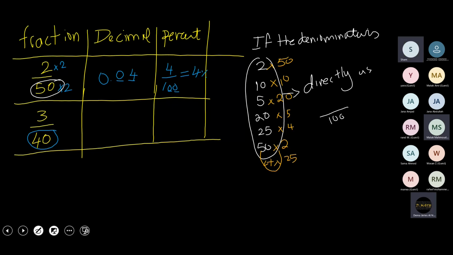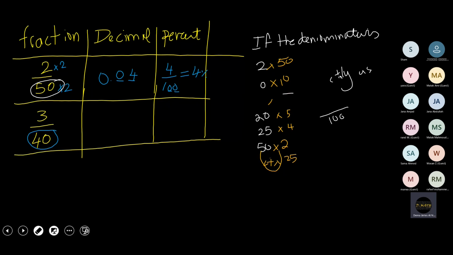If the number is from these factors, I just multiply it by a number to directly write it as a percent. Now, if it is not, what can we do? We will divide. Is it clear for the first case? Look at me, how.